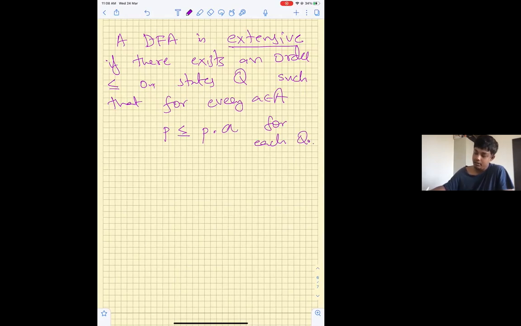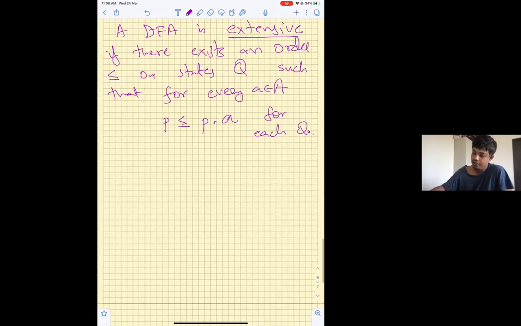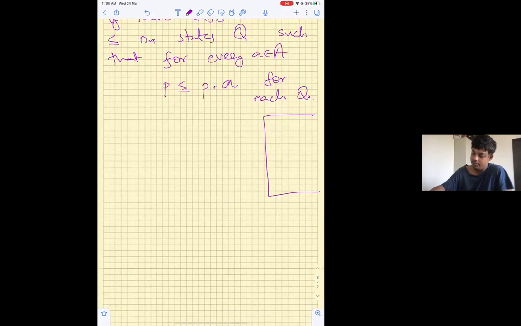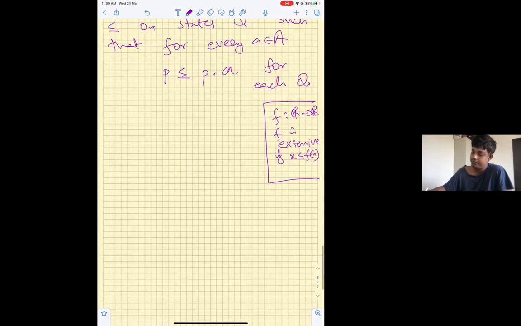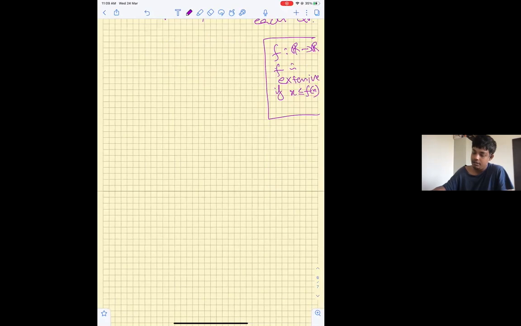Let me explain the terminology. Let's imagine you have a function from reals to reals, and you say f is extensive if x is less than or equal to f of x. This is different from saying f is monotone. When you say something is monotone, if x is less than or equal to y, then f of x is less than or equal to f of y.